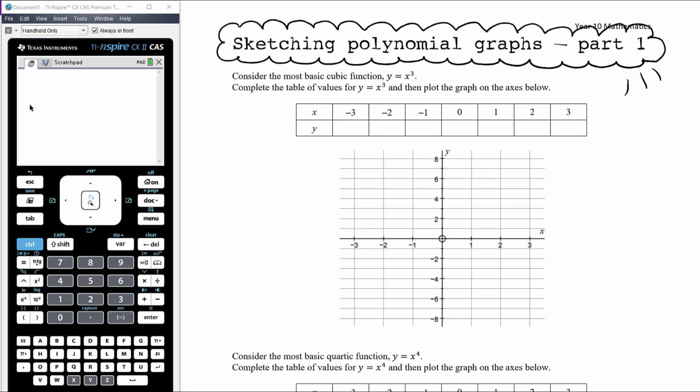Obviously, linear and quadratics are also polynomials. We've dealt with them specifically in separate topics. And we won't really talk much beyond degree 4 polynomials in terms of the specifics, although I will touch on that as we go through this video.